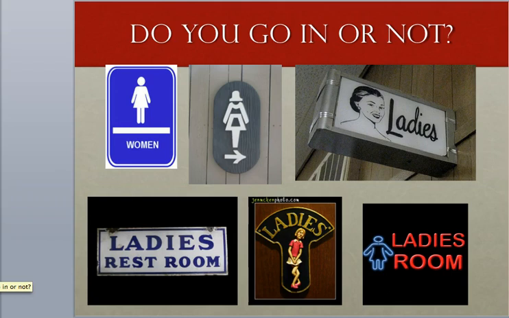So here's an example of generalization. And my question to you is, would you respond similarly to each of these signs? Do you go in or do you not go in? And what you see here are lots of different ways of identifying the ladies' room. These are very different stimuli, but they all fit within a class of stimuli, which would be signs for women's restrooms. So, do you go in or do you not go in?